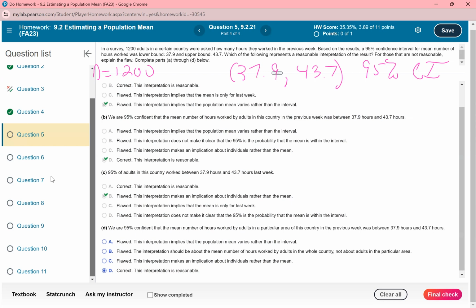Interpretation. Okay, so we've already done the implication. We already did about the mean. So it's going to be this one. The interpretation should be about the mean number of hours worked by adults in the country, not about adults. Oh, not about adults in the particular area. Okay, got it.